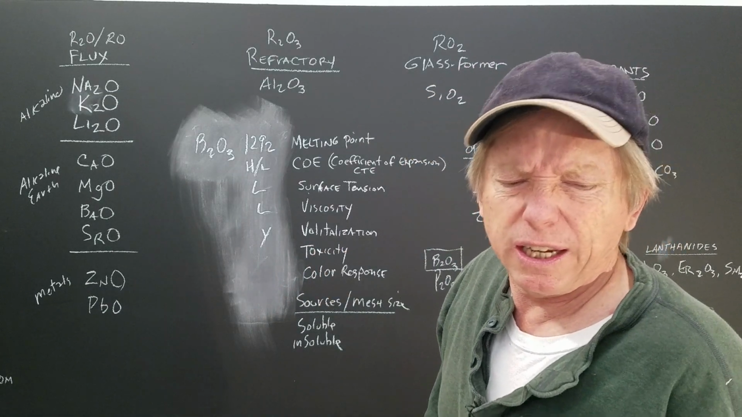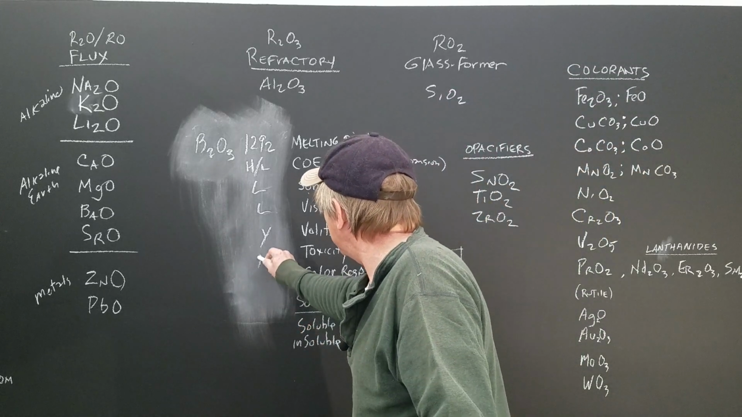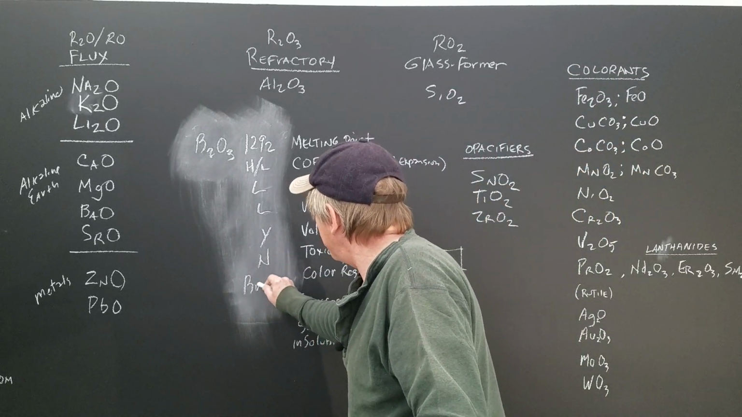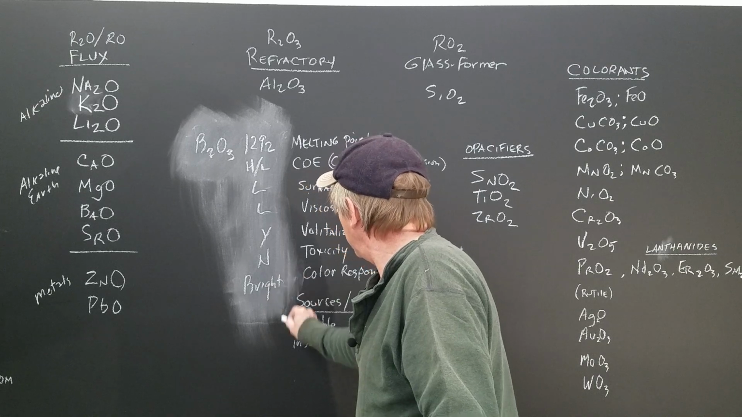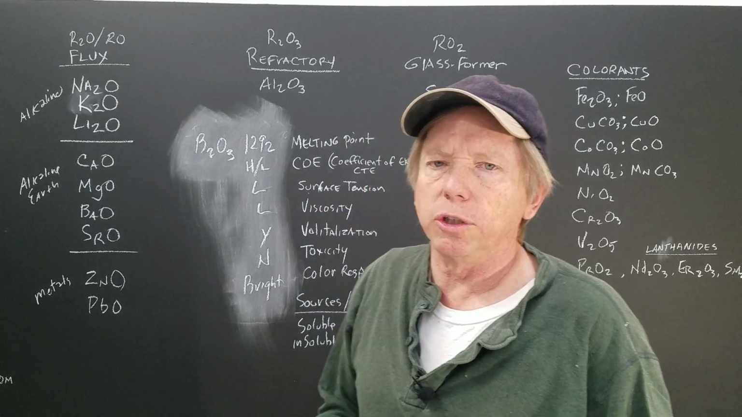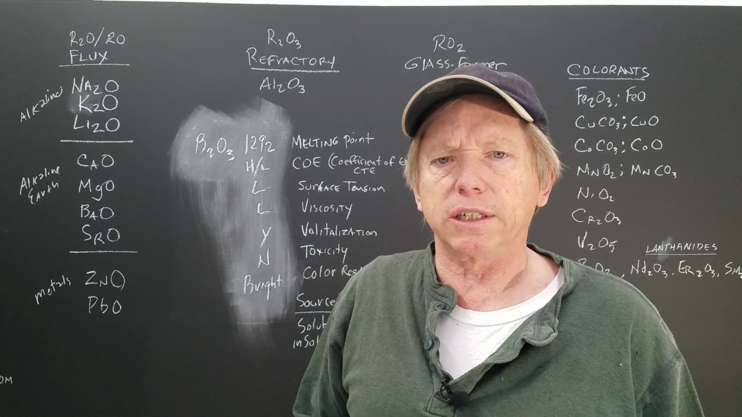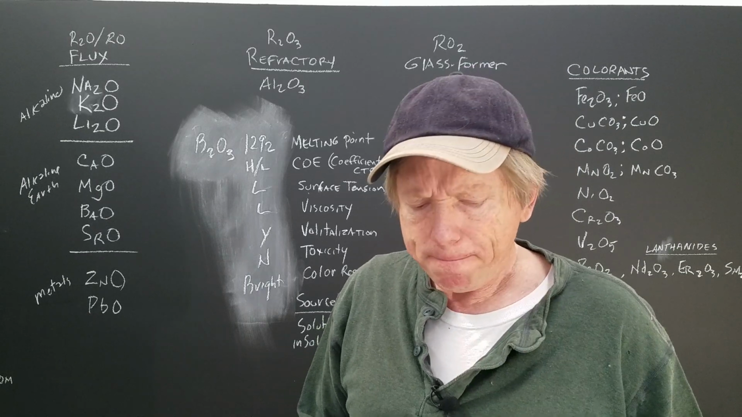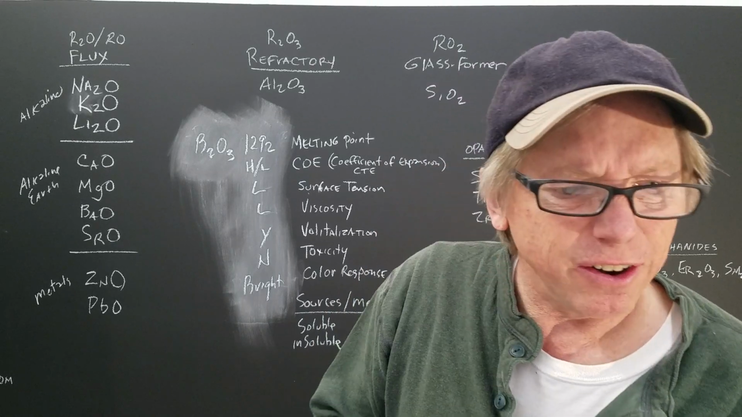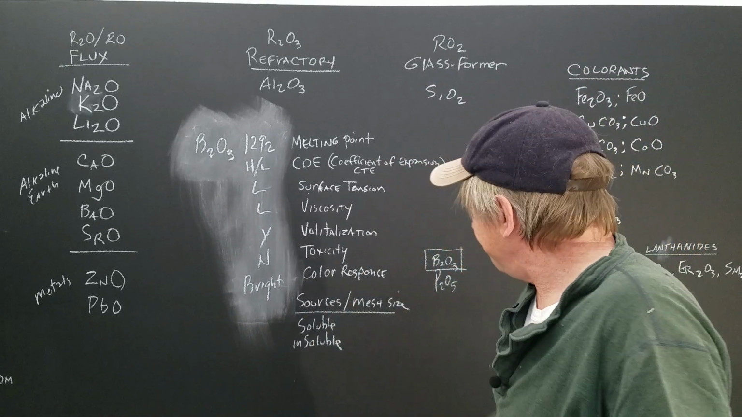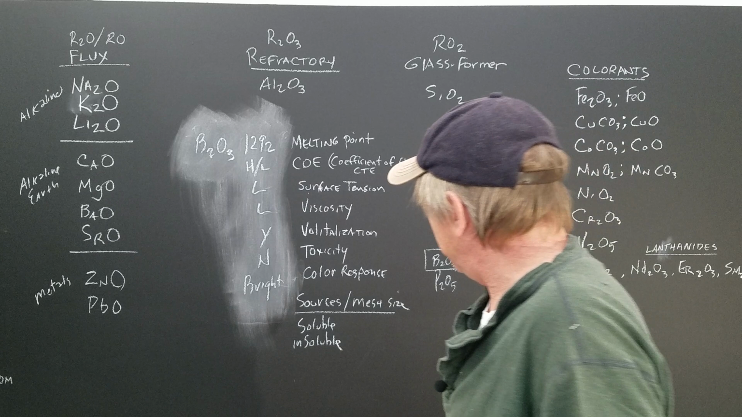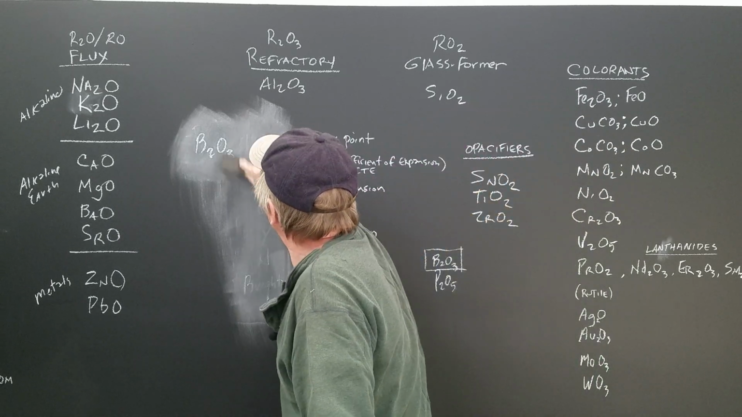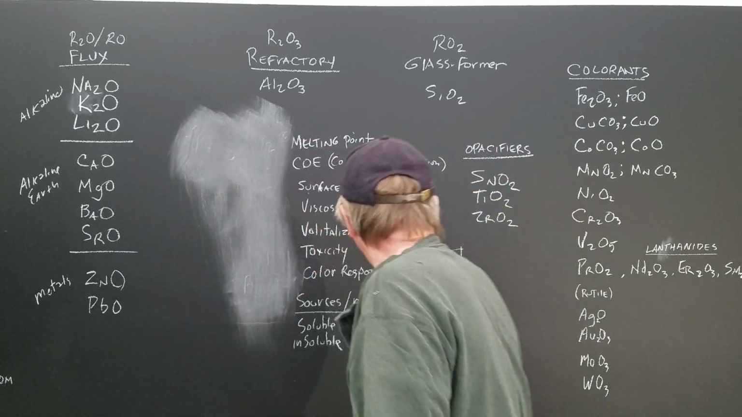Let's see, it is not toxic. It has a bright color response. Its sources are Gerstley borate, frits, ulexite. The soluble sources are borax. Okay? I think we're getting down here. I think what I'll do is do this phosphorus. We're going to stop after about 30 minutes.